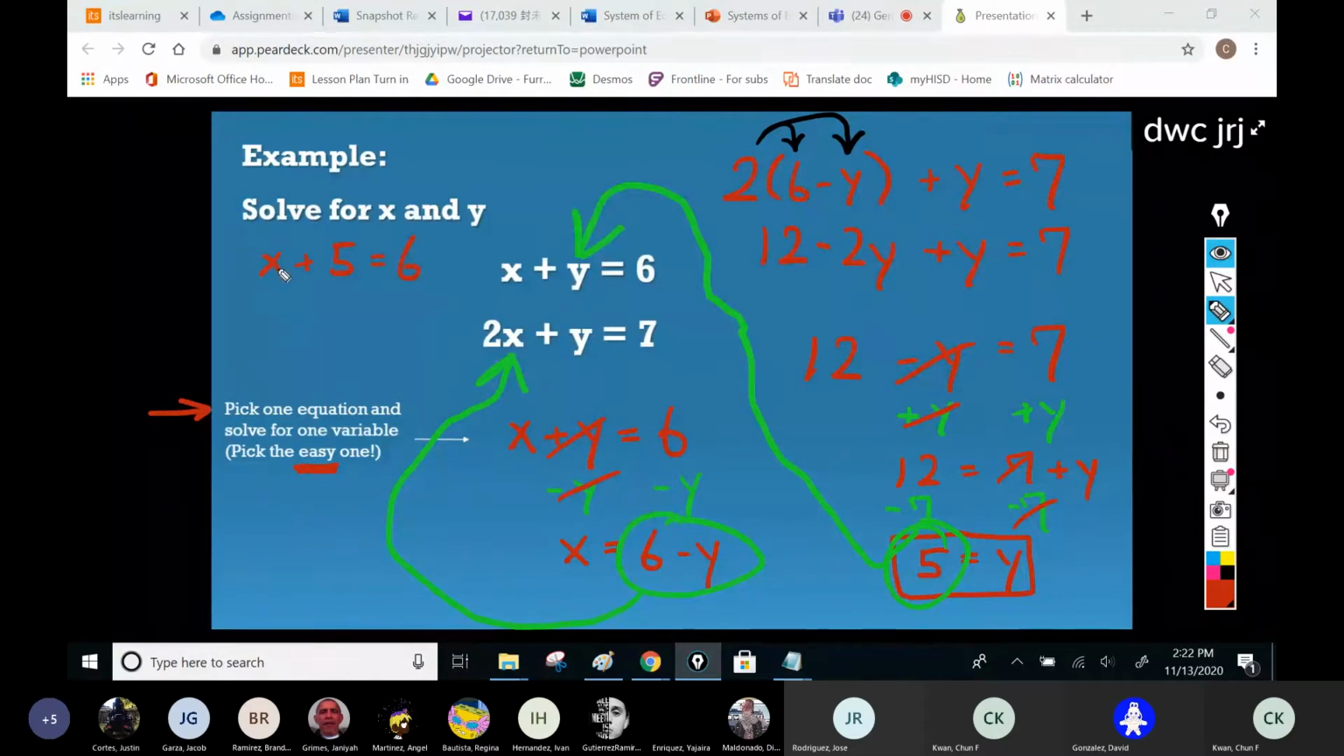And then we know x is going to be 1, but let's do it properly, all right? So minus 5 on the left, minus 5 on the right. They cancel out, so x equals 1. And that is the other answer. So make sure you get both answers, okay? I need to see both answers, both the x and the y.